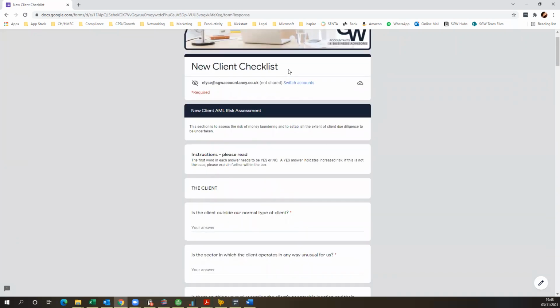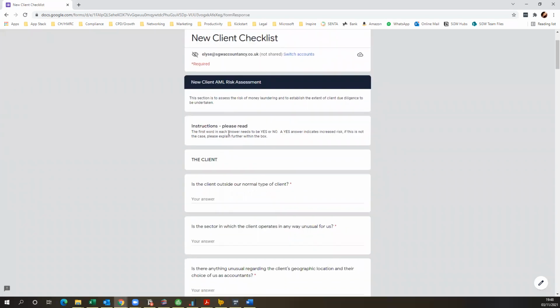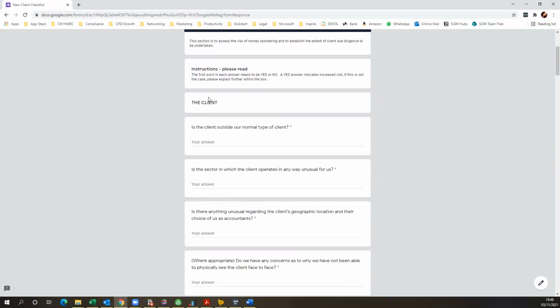Right, so this is the AML risk assessment. So obviously we're looking to assess the risk of money laundering and to establish the extent of the client due diligence that we need to undertake. So instructions, the first word in each answer needs to be a yes or a no. A yes answer indicates increased risk. So if this is not the case, please explain further within the box. By box, I just mean your little answer field there.